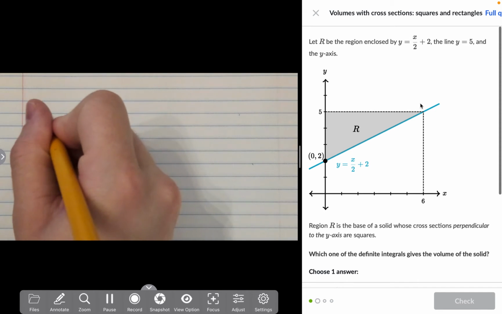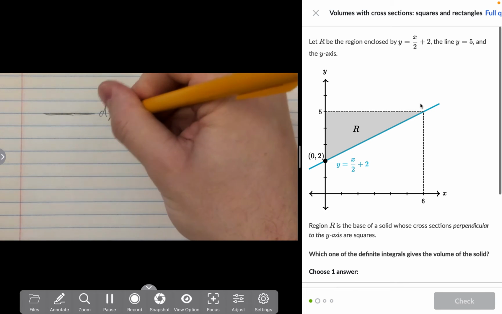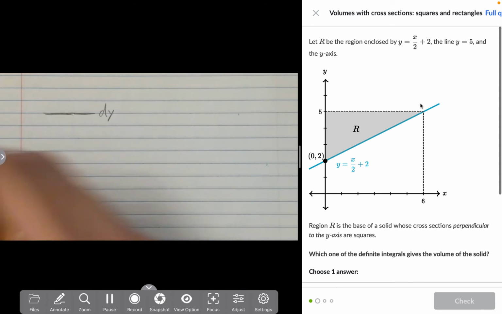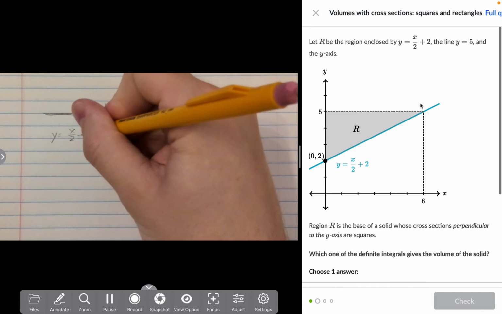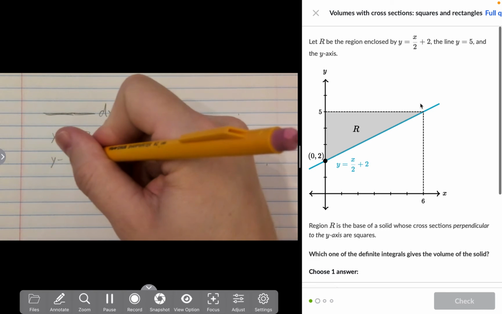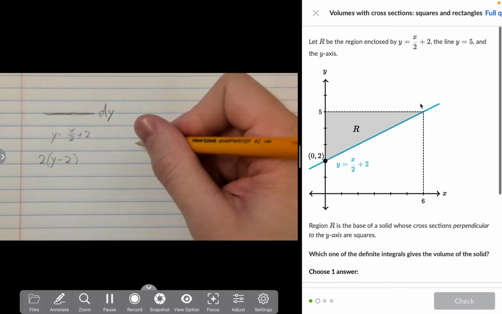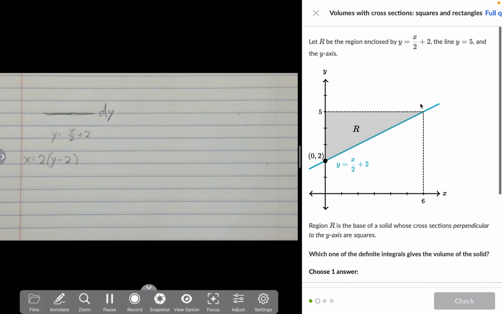Okay, so perpendicular to the y-axis means now we've got a dy integral. And we're still making squares though. So let's see here, if it's a dy integral, I need to take that expression, x over 2 plus 2, and rewrite it so that it's x equals stuff. And you'll get that by subtracting the 2 over and then multiplying by 2. All right, so that's my function. I'll probably distribute that out when I actually go through the integration.